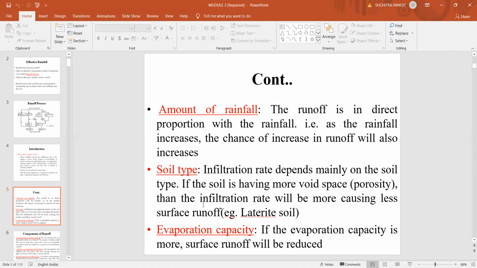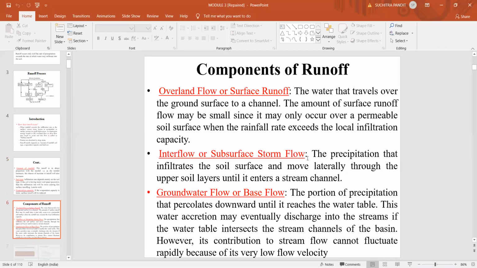Infiltration depends mainly on the type of soil. If you have a porous soil, the rate of infiltration will be more. And if you have a clay soil, clay surface soil, the infiltration will be very less. Next, also the evaporation capacity. If the evaporation capacity is more, surface runoff will be reduced. So this evaporation mainly depends on the temperature or climatic condition of that particular area.